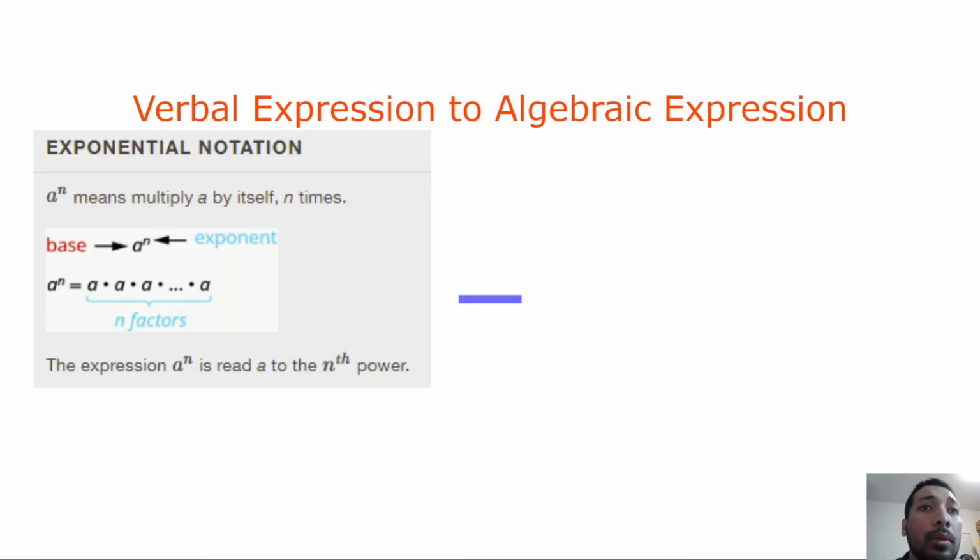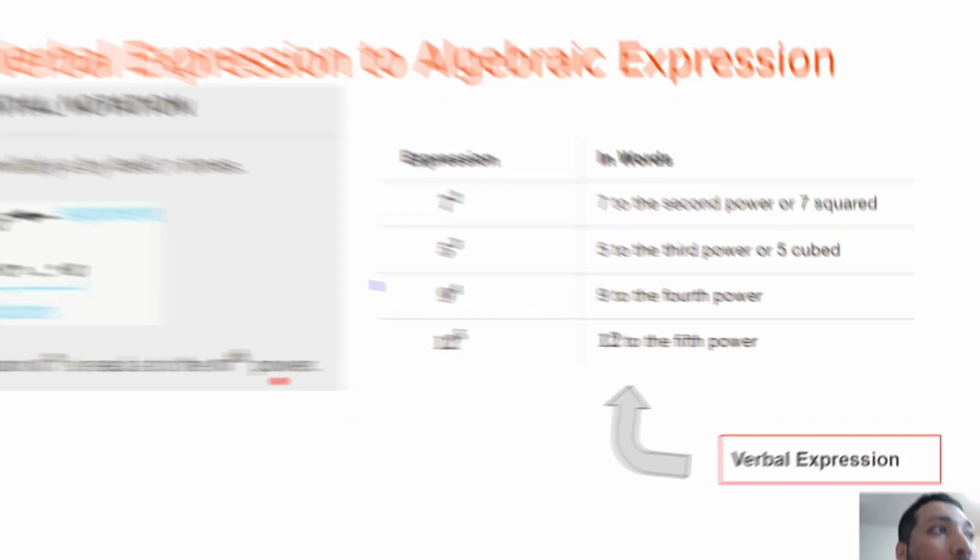Now, we also talked about exponents earlier. We have mentioned how exponential notation is written. Now we'll see how this can come in the word form. Again, a quick note is a to the power of n means we multiply a by itself n number of times. Here a is called the base and n is called the exponent. And this is read as a to the nth power in the verbal expression.